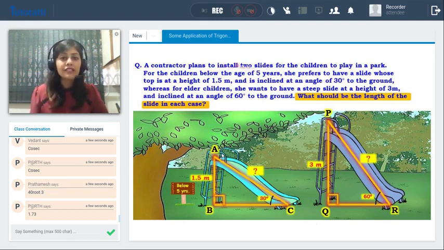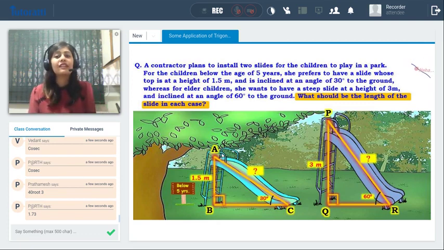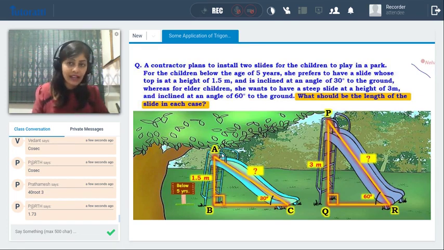A contractor plans to install 2 slides for the children to play in a park. So we just have 2 normal slides. Now we know a slide is a slant line, right? So we are going to consider the slide to be the hypotenuse. The moment you look at the sum, you need to understand who's going to be what in your right angle triangle. So definitely a slide is a slope, so it will be your hypotenuse.